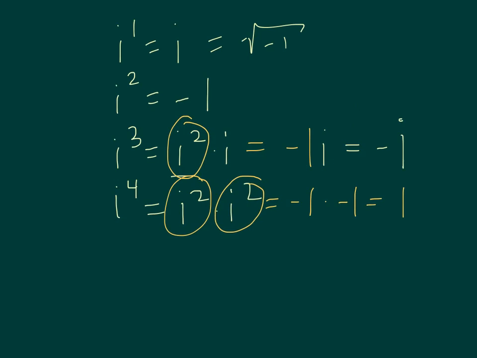You'll see a pattern take place if you continue this. What I would recommend you try is figuring out what i to the fifth and i to the sixth are. You'll see them on your paper, but see if you can figure it out before you get there. Then we'll continue to talk about more complex numbers in class. All right, that's it.